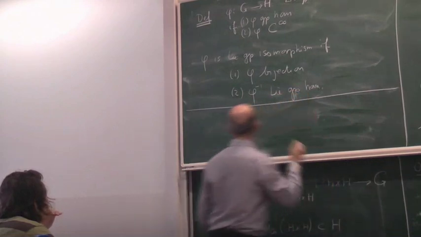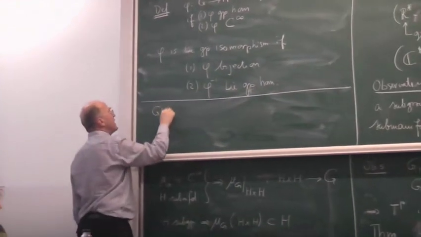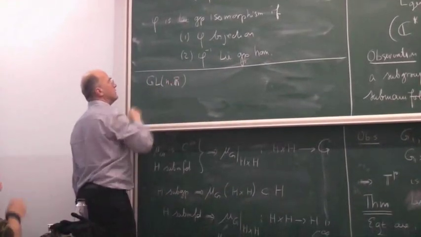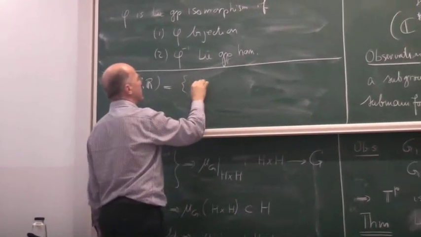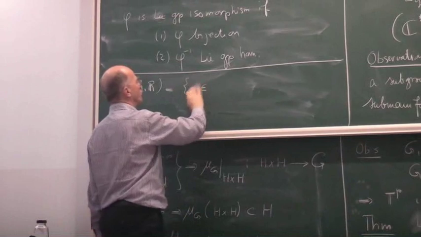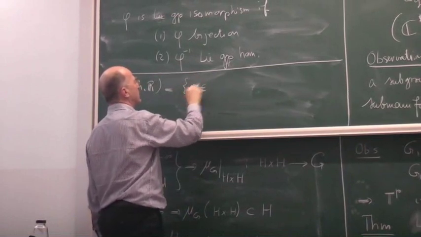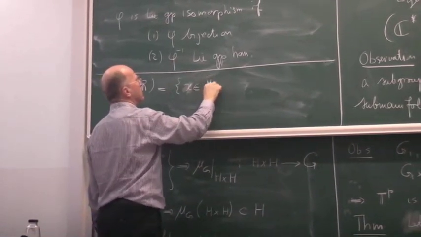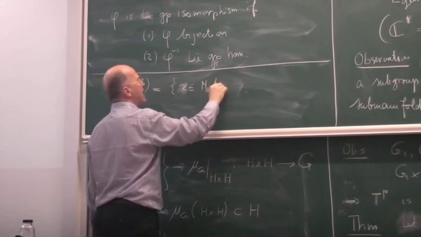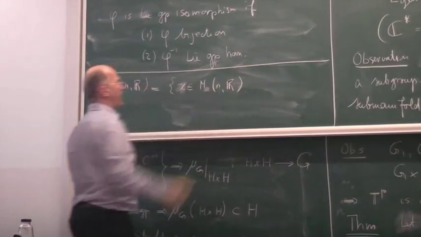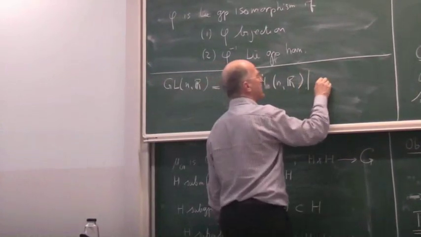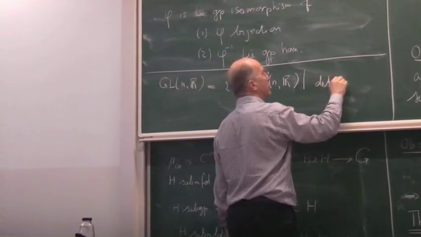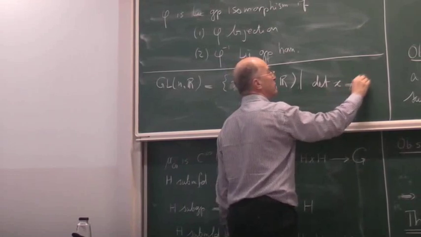Okay. Let's turn our attention to the group GL_n(R). GL_n(R) is the set of matrices, well, let's say X, n by n matrices with real entries, so square matrices with the property that they are invertible, or differently said, that the determinant is different from 0.